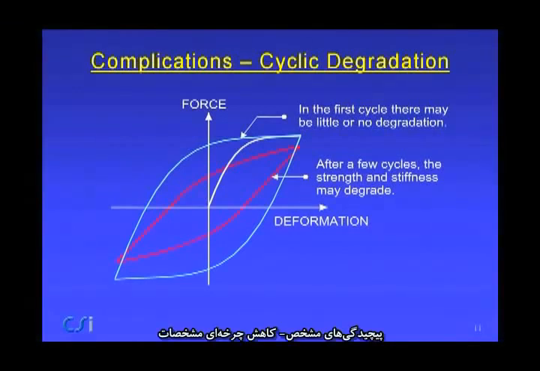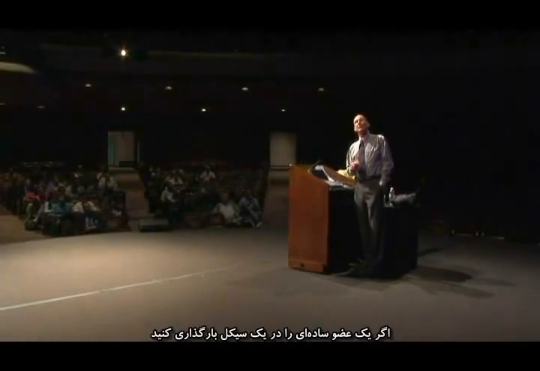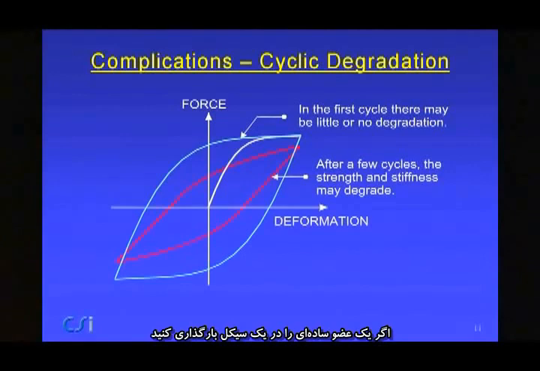Second complication is cyclic degradation, and what this illustrates is if you were to load the structure or component up and then cycle it once, you might get a nice fat hysteresis loop. If you cycle it several times to the same amplitude, you might find that the hysteresis loop will degrade. The stiffness can degrade, the strength can degrade, and as a consequence, the amount of energy which is dissipated also degrades. And that occurs under cyclic deformation.